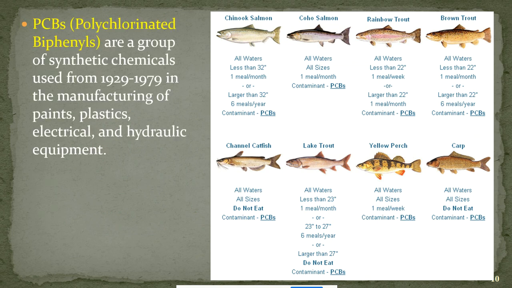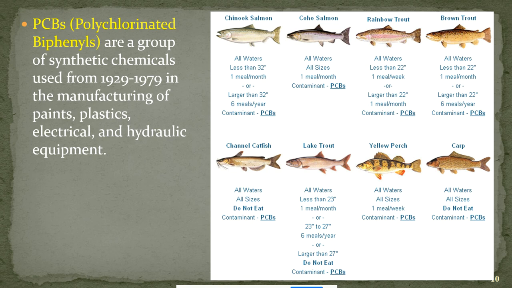PCBs, or polychlorinated biphenyls, are a group of synthetic chemicals, and they were really used from 1929 to 1979 in the manufacturing of paints, plastics, electrical, and hydraulic equipment. These are non-degradable, and they'll actually accumulate in aquatic organisms.